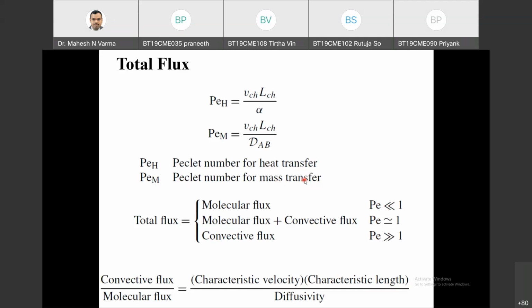Anybody has any difficulty? Okay, so we will continue our discussion.